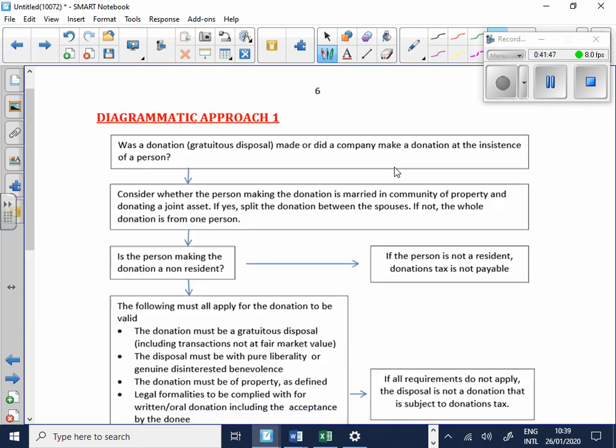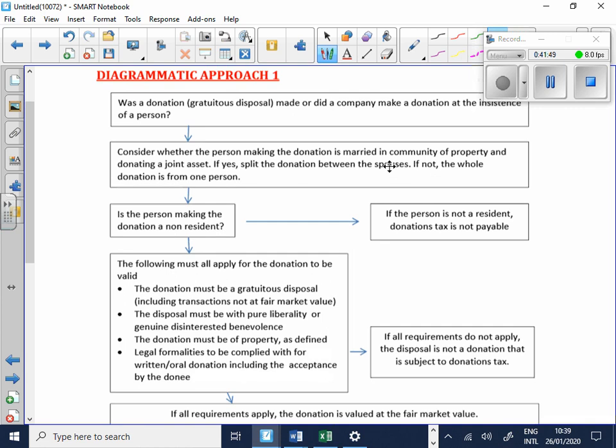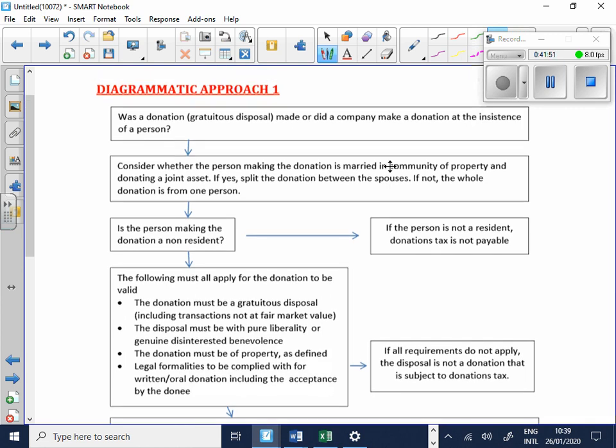Carrying on. Just a diagrammatic approach. Let's actually just have a look at this. So this is what you should understand. It says, number one, was a donation, gratuitous disposal made, or did the company make a donation at the insistence of a person? So guys, did I make a donation, or did I get a company to make a donation on my behalf? If the answer to that is yes, next thing you need to do is consider whether the person making the donation is married in community or out of community. If you're married in community, it'll only be half you, half your spouse.